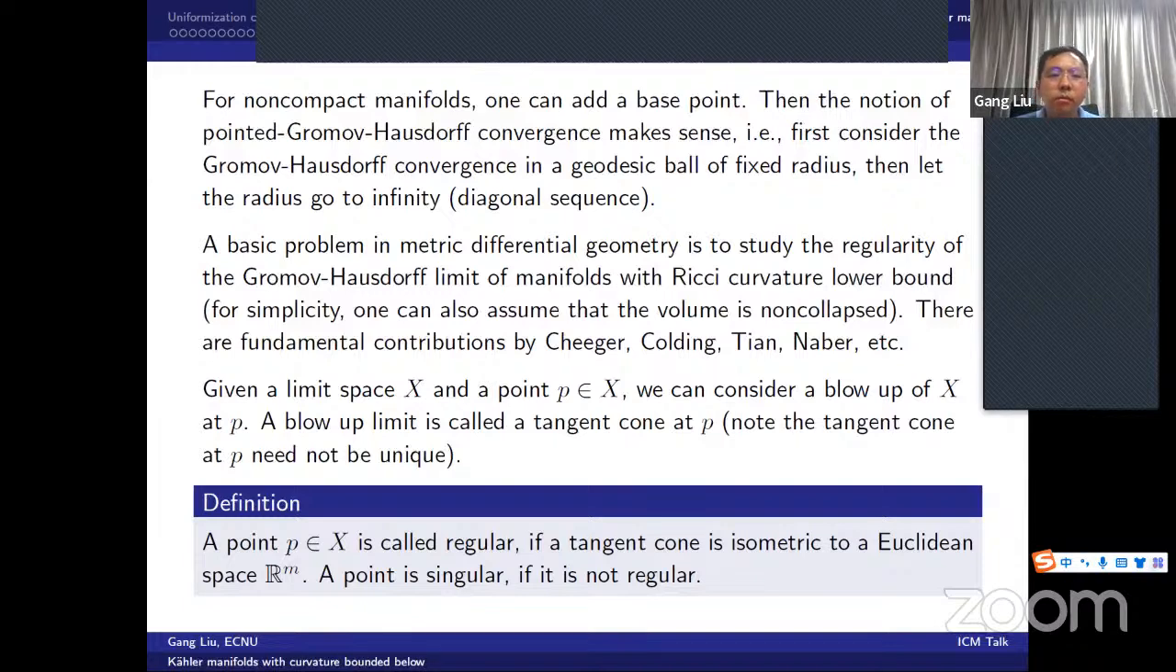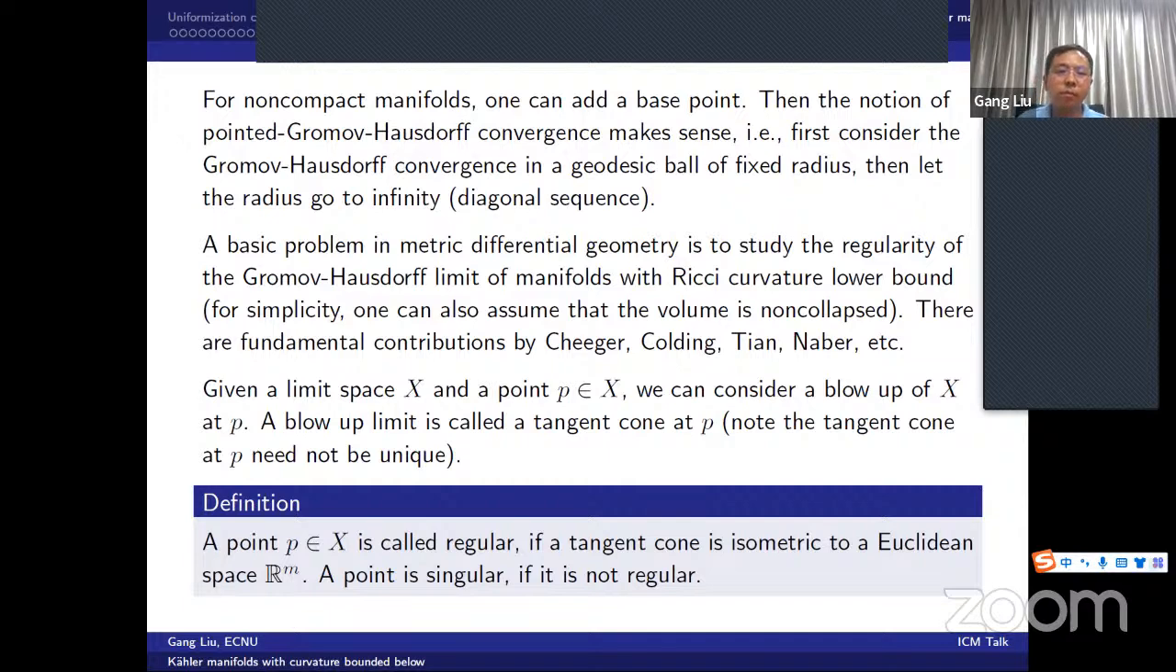A basic problem in metric differential geometry is to study the regularity of the Gromov-Hausdorff limit of manifolds with Ricci curvature bounded from below. One can also assume the volume is non-collapsed, say for simplicity. But this is not necessarily required, I should say. There are fundamental contributions by Cheeger, Colding, Tian, Naber, etc. Let us consider a limit space X and a point p.